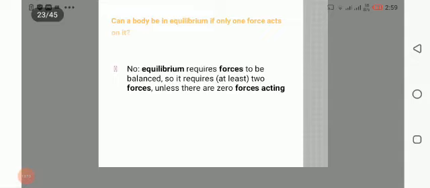Can a body be in equilibrium if only one force acts on it? No. A single force cannot hold equilibrium. Equilibrium requires forces to be balanced. So it requires at least two forces, unless there is zero force acting.